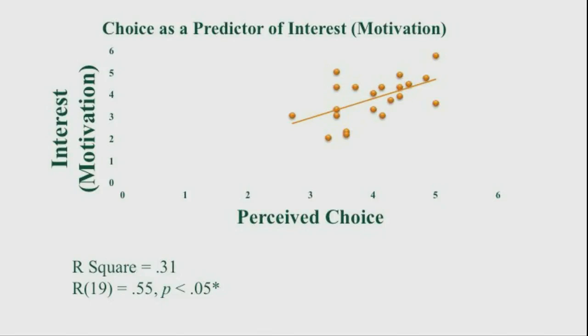We then took each of the different subscales of the five that were left and compared them to that interest or motivation subscale. And we found that overwhelmingly, choice was one of the biggest predictors. On our Pearson's R, it accounts for 31% of the reason why our teachers are feeling motivated.